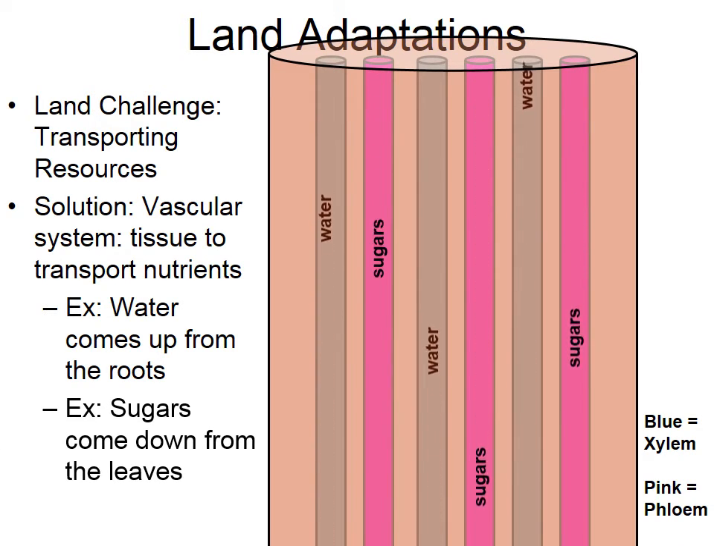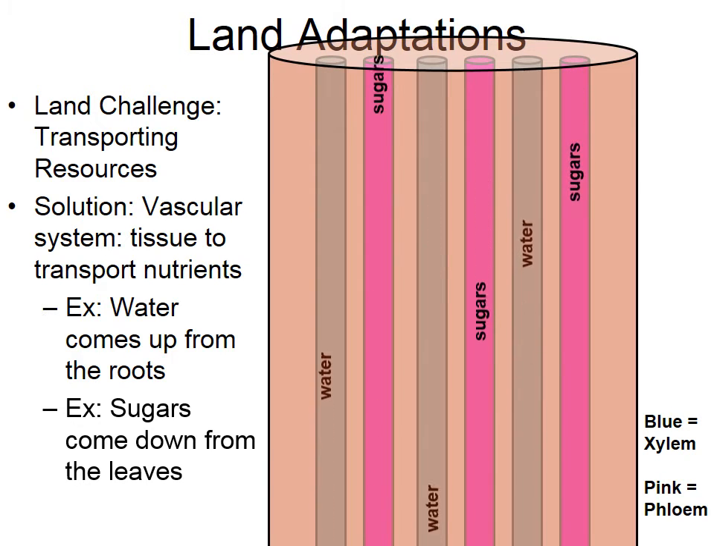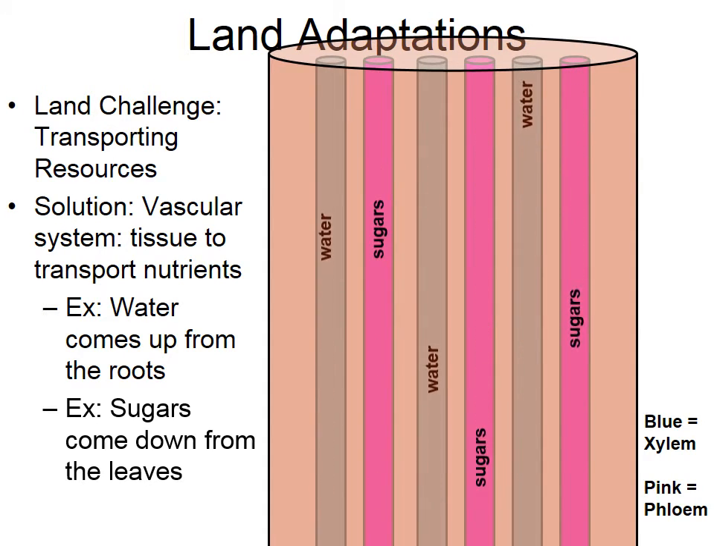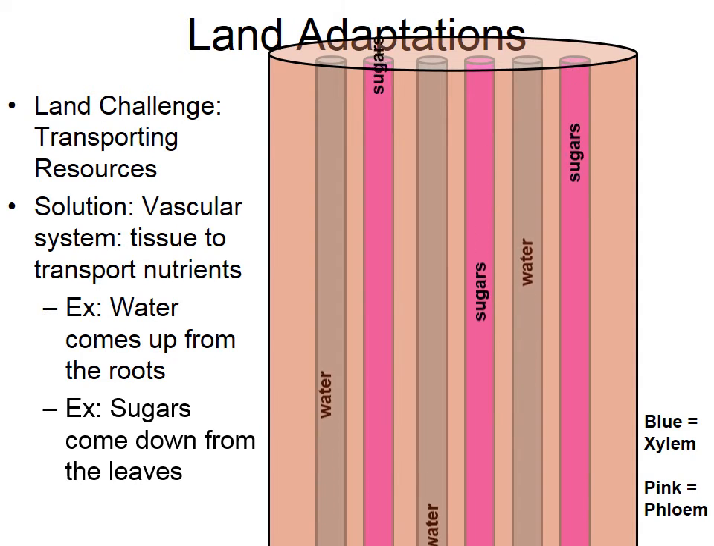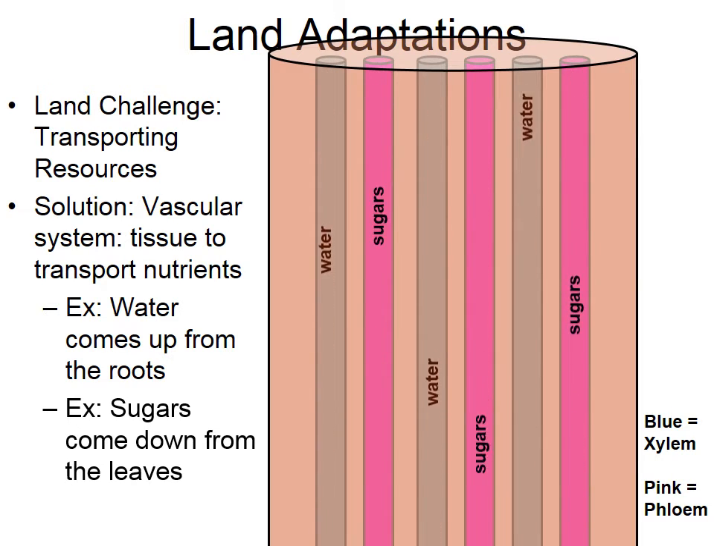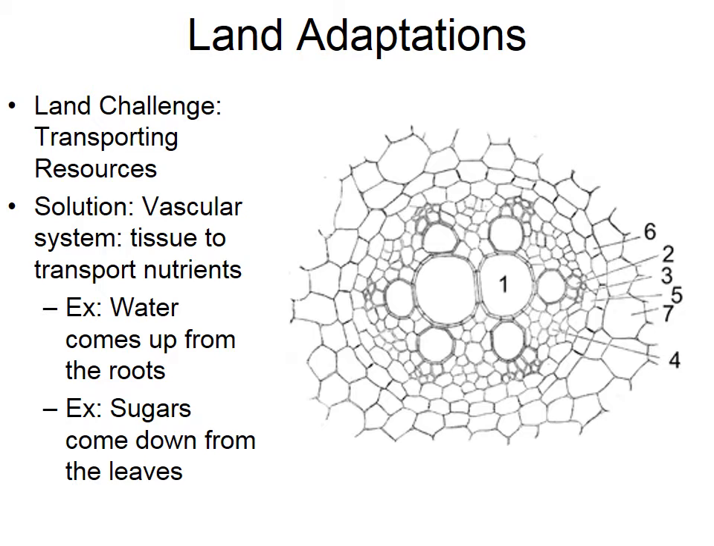The other tubes, the pink ones in this case, labeled the phloem, carry sugars, which are created through photosynthesis in the leaves at the top of the tree. Sugars will be sent down these tubes to the lower parts of the plant, and therefore all the cells of the tree are able to get nutrition. Here's a great picture showing a cross section of the tubes of the vascular system. Through these tubes, water and sugars and other nutrients can be transported throughout the entire plant.